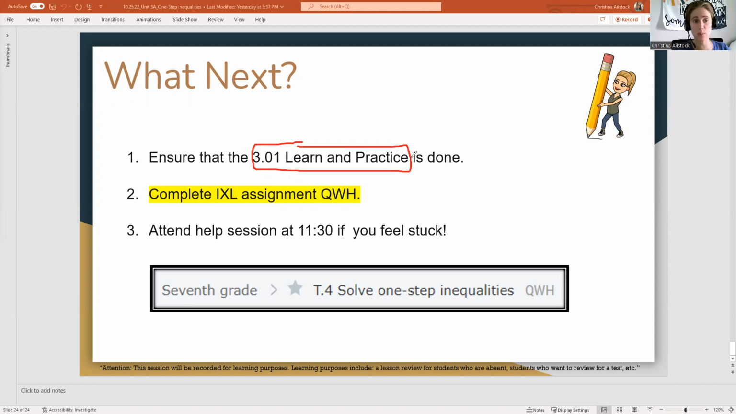Obviously you're not seeing me for a brand new math lesson every day. You see me for a brand new math lesson twice a week. And then the other 2 days are for some extra practice. So that's why that learn portion is important. And then the IXL assignment that goes along with this lesson here is QWH, solving one-step inequalities. There is a help video available for that as well. It would still be in my voice, but if you want to watch that to see some new examples, maybe I explain things a little bit differently, you're welcome to do so.